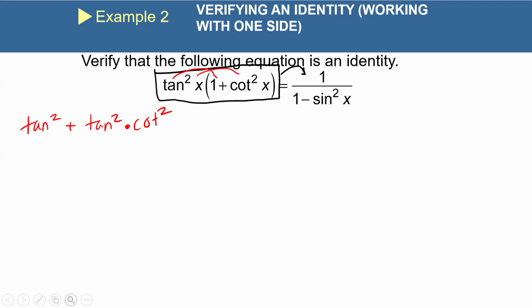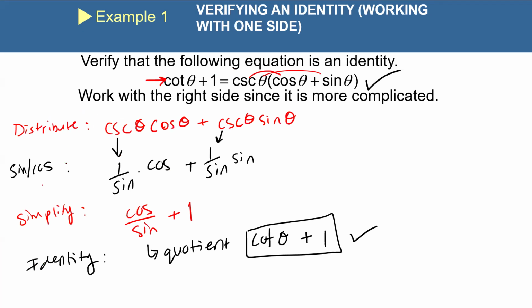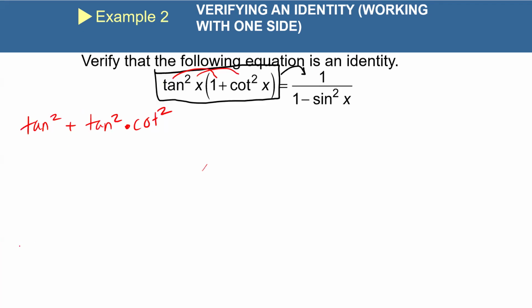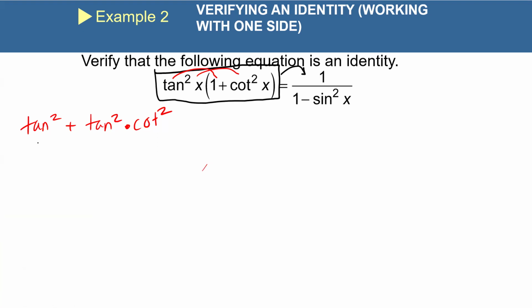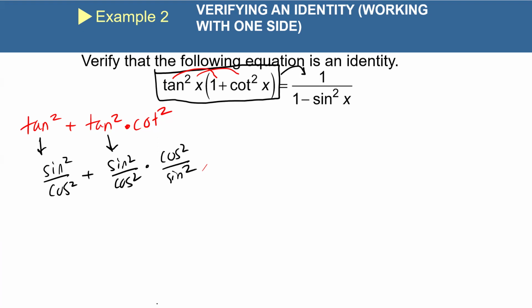Okay. Then after I do that, what do I do? What did I tell you? Turn everything into what? Sine and cosine. Turn everything into sine and cosine. So tangent becomes what? Sine squared over cosine squared. Tangent becomes sine squared over cosine squared. And what does cotangent become? Do we see that?